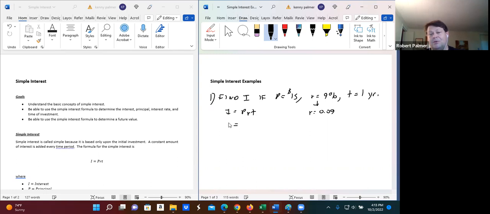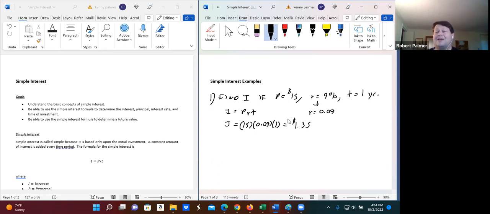So here, the interest I is going to be 15 times 0.09 times 1. This tells you, if you make an investment of $15 at this interest rate, 9% for 1 year, how much interest you've accumulated after 1 year. That's not the total amount in the bank, but that's the interest you have so far. If we just use a calculator, 15 times 0.09 times 1 is $1.35.